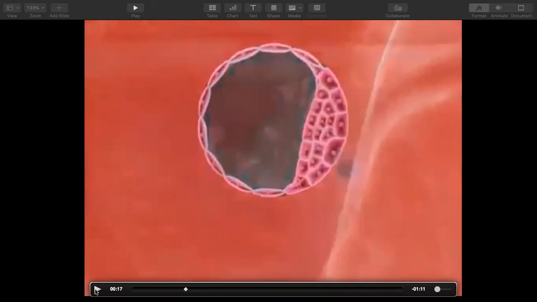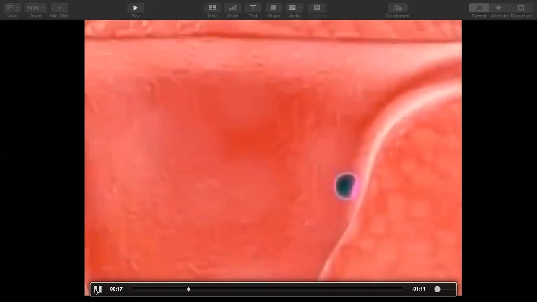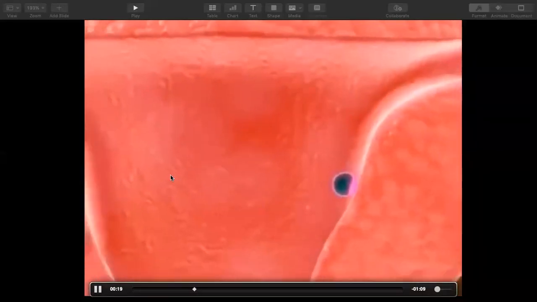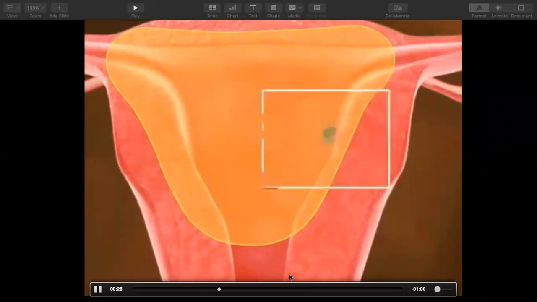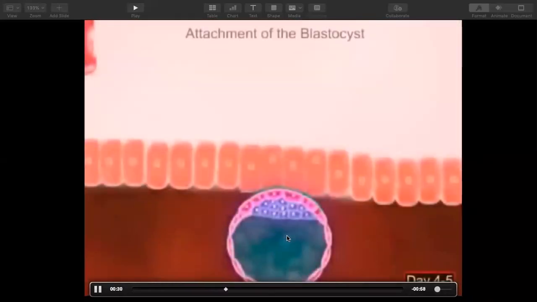Still they are not at risk, but if there is implantation in the lower segment of the uterus, it is very, very dangerous for the fetus. We will discuss that when we are talking about applied embryology. Now see here, what is happening? This is the upper segment, fundus. Anywhere in this portion is a normal area of implantation. If you go a bit lower, this is the middle segment, and the lowest most is the lower segment.